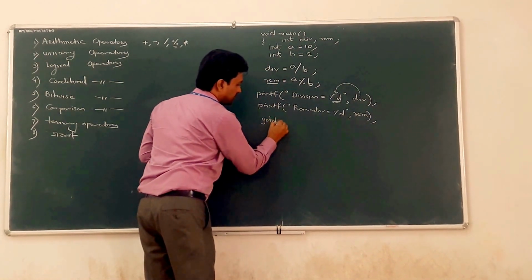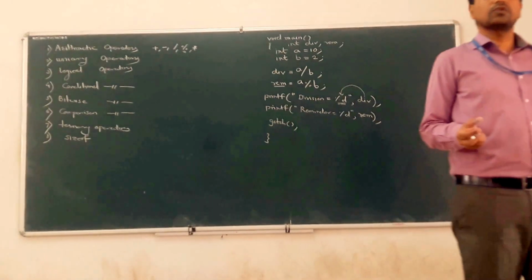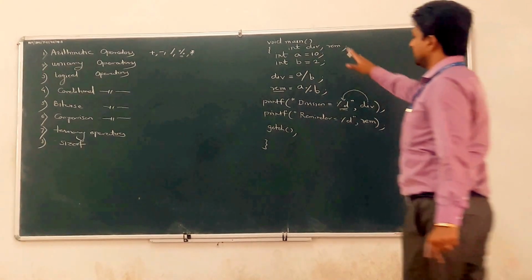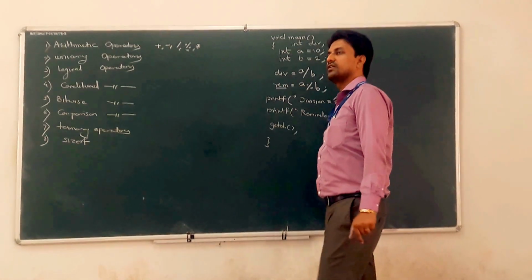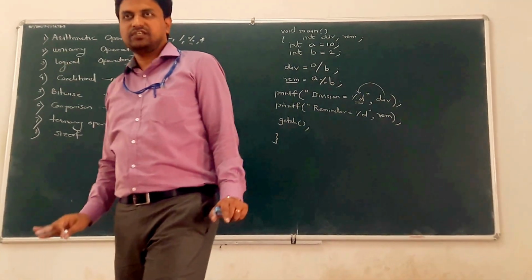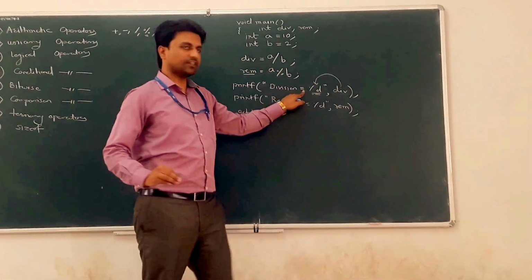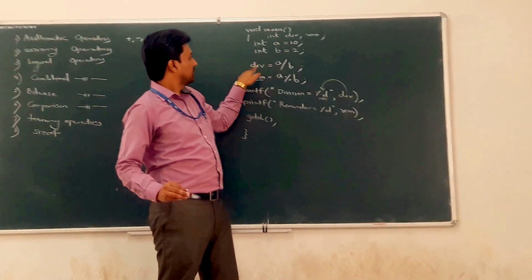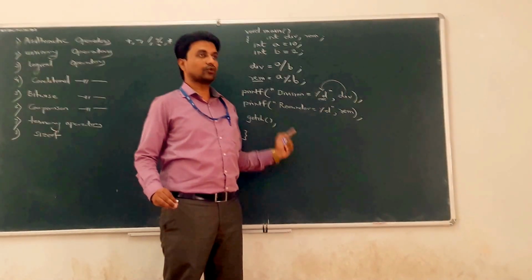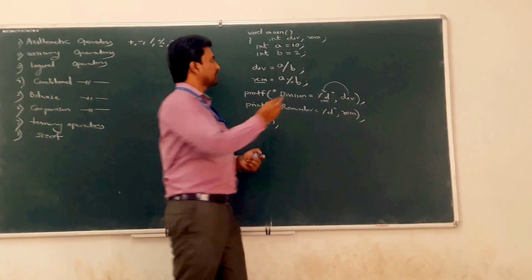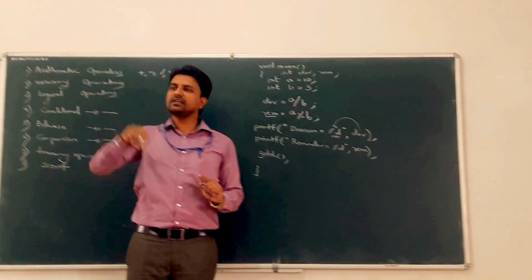So getch in the main function. Okay. So when you run this program, first include all the header files which are required for your program, mostly conio.h and stdio.h. Okay, and run it. After running this program, what is the output? Division is equal to 5 and remainder is equal to 0. Clear? Again, we change the values of a and b to different ones, and run this program again.